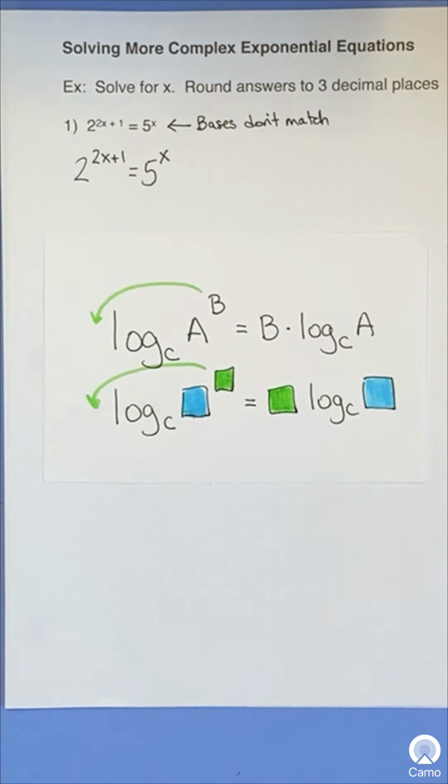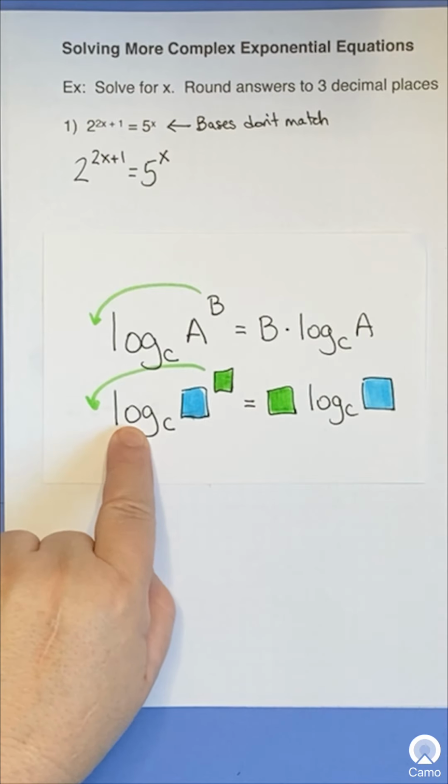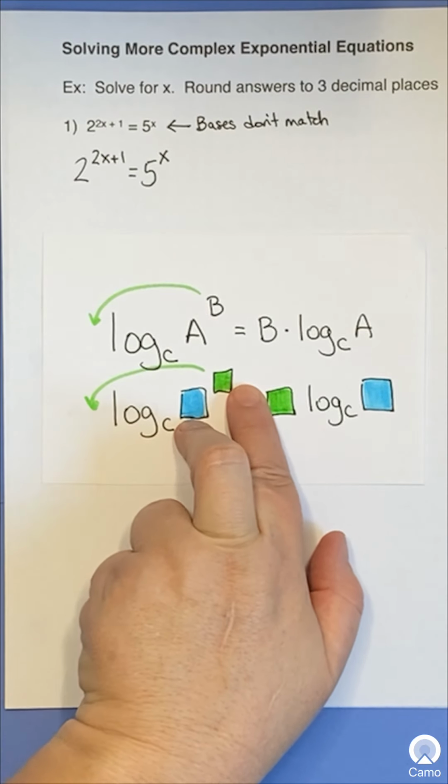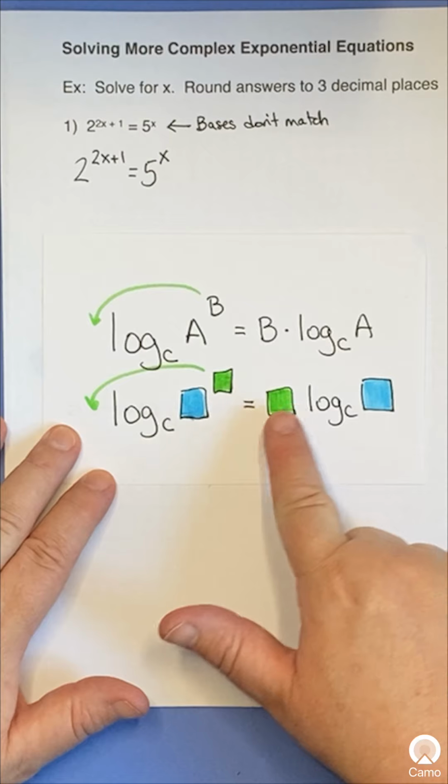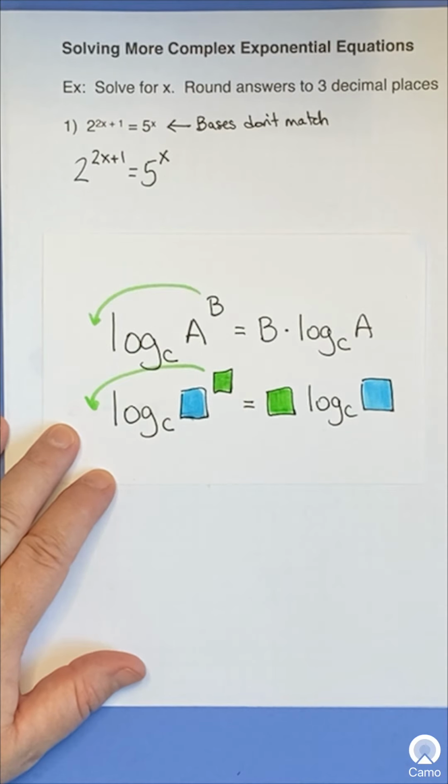Okay, there we go. So now I've got my little card. So what does this mean? If I apply a logarithm to an exponential expression, the exponent comes down in front of the logarithm.